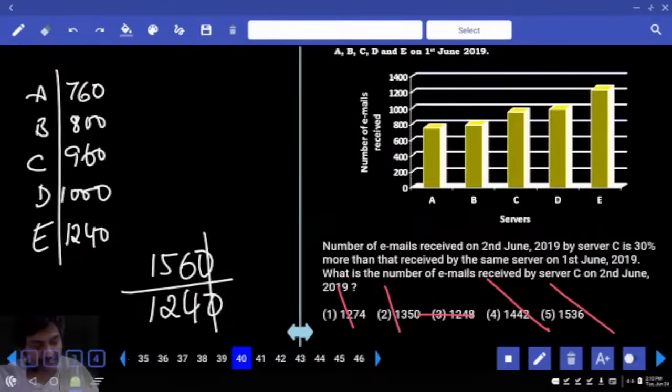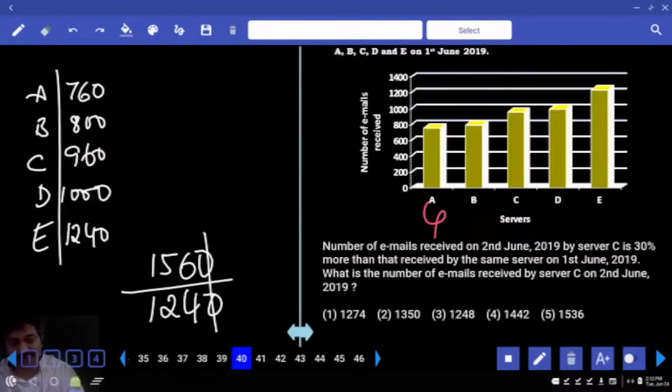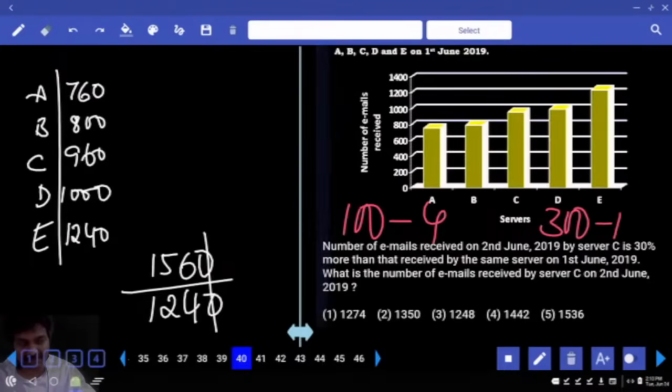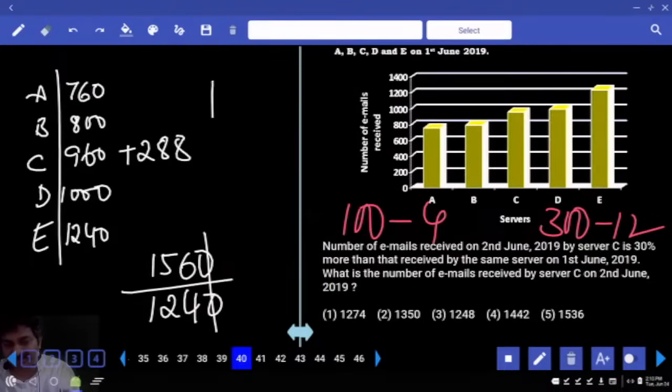The number of emails received on 2nd June 2019 by server C is 30% more than that received by the same server on 1st June 2019. What is the number of emails received by C on June 2nd, 2019? 30% more. Can I treat 10% as 4 less than 100? 3 times that number will be 300 minus 12, 288. The answer will be 1248. The last digit also works.